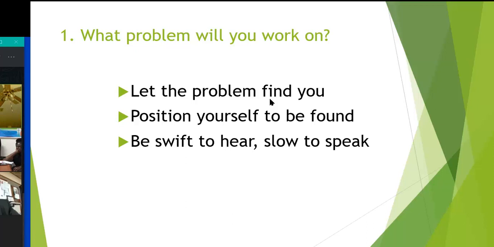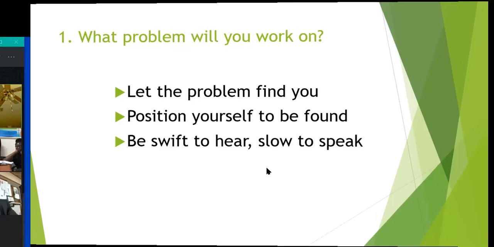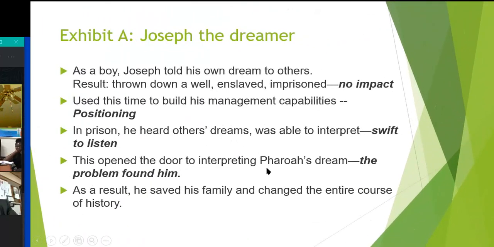Number 1, let the problem find you instead of you looking for the problem. Number 2, position yourself to be found by the problem. Number 3, be swift to hear, slow to speak. Now, it's interesting to me that from the Bible, which gives eternal wisdom, we find a good example of this. I'm not going to go into this example in detail.